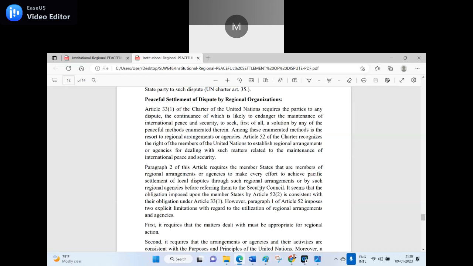We have only one International Court of Justice, where the states are the parties to the dispute. But regarding human rights and international disputes, the regions are also there, and these regions will resolve the disputes. Article 52(2) requires the member states that are members of regional arrangements or agencies to make every effort to achieve the peaceful settlement of local disputes through such regional arrangements or agencies before referring them to the Security Council.